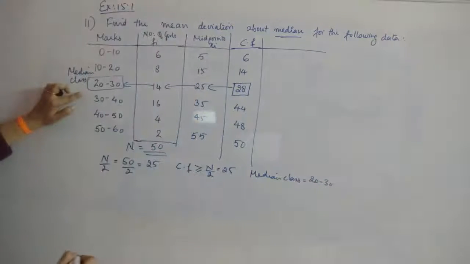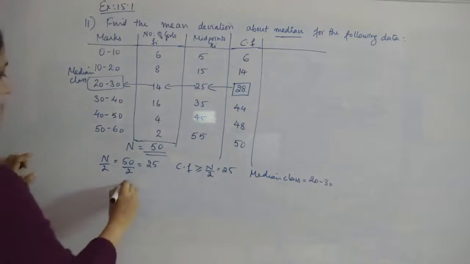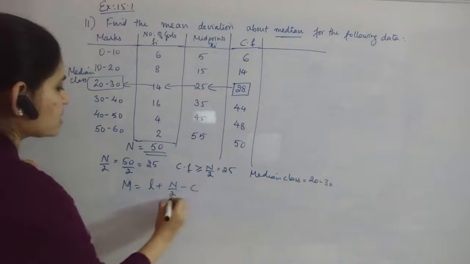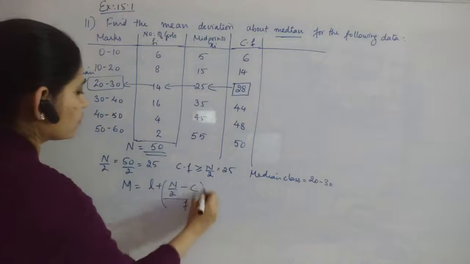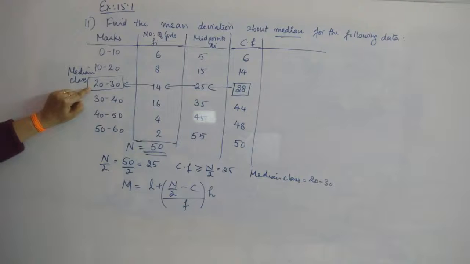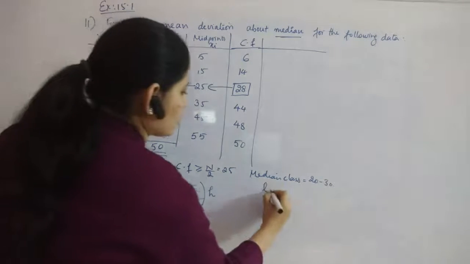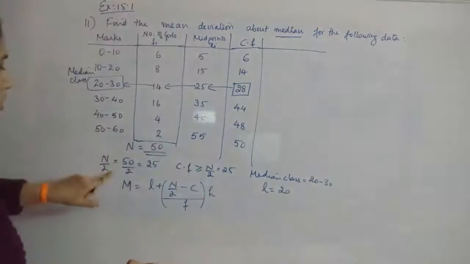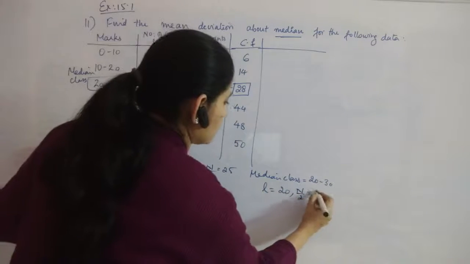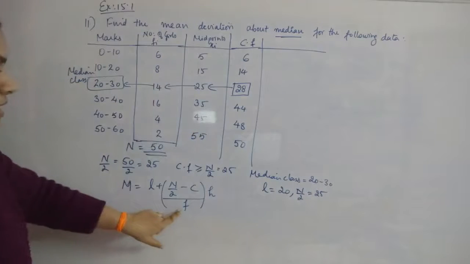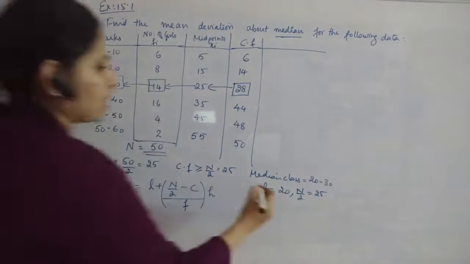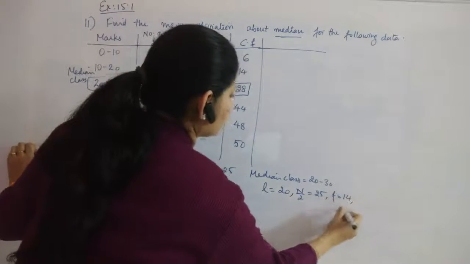Now what values do you need for finding the median? M is equal to L plus (N by 2 minus C) divided by F, whole into H. What will be L here? It will be the lower limit of the median class, so L is equal to 20. Then N by 2, which you have already found, is 25. Then you need F, the frequency corresponding to the median class, so F is equal to 14.